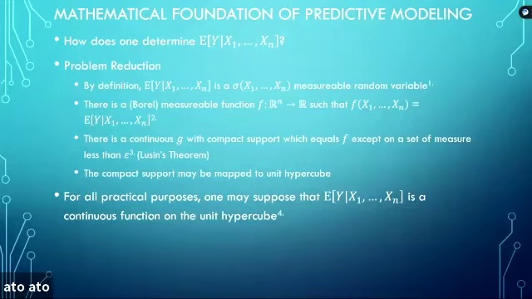And so now we're in good shape, because now we can say, for all practical purposes, the conditional expectation is a continuous function on the unit hypercube. We have a very concrete idea about what it is we're trying to achieve here, a continuous function, and a very concrete idea about where it lives. It lives on the hypercube. And this is what I claim is a very useful lens for predictive modeling, and it's the lens for the unification of various predictive modeling methodologies.